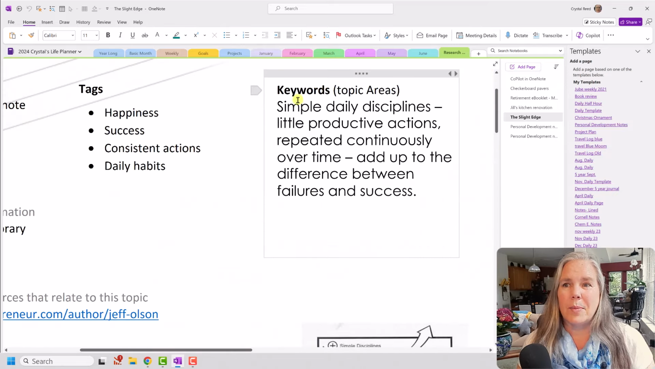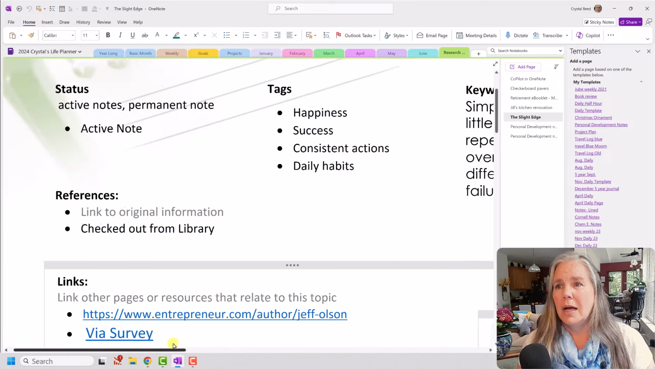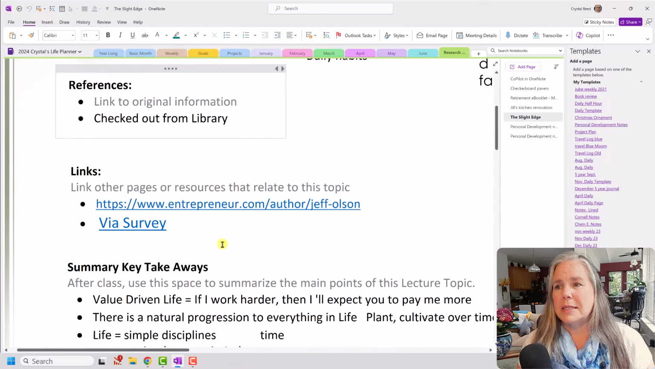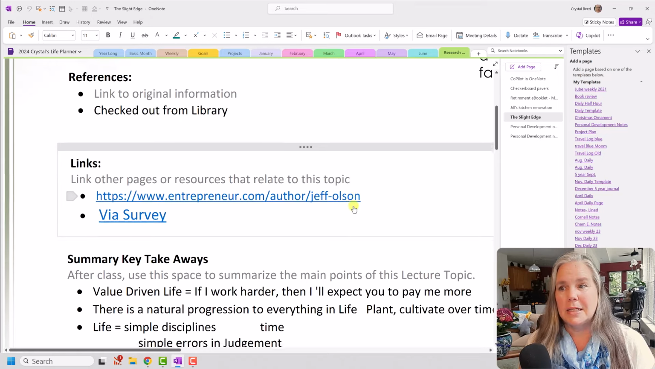And you see here for my keywords, my areas of topics here, I just put in a little simple daily disciplines, live productive actions, repeated continuously over time, add up to the difference between failure and success. Okay. All right. Now I'm going to skip these links because these are some things for a strengths survey, and there's some information there about the author. I wanted to learn a little bit more about him and his background.